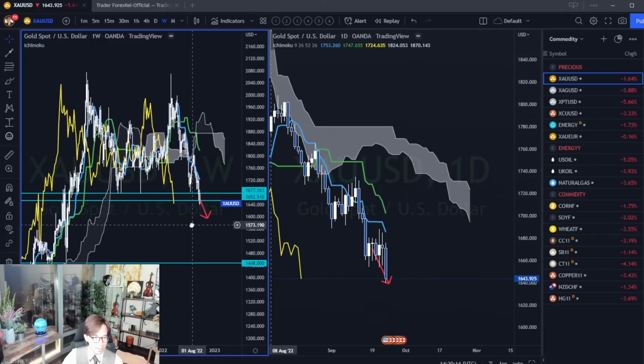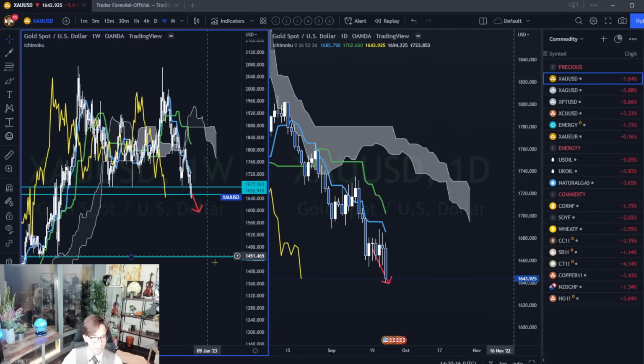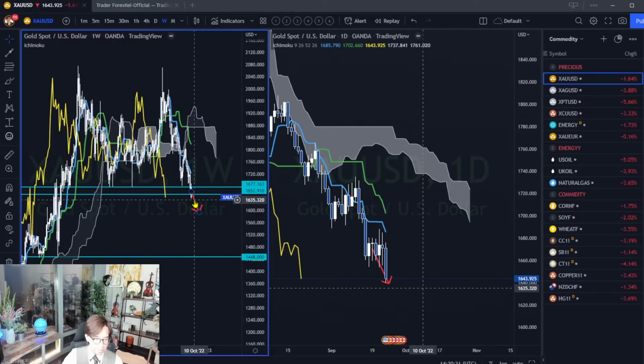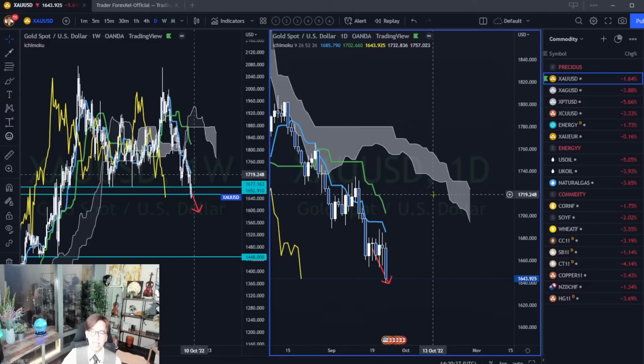So the ultimate target here is 1448.0. And I think this continues down. So I put the mark here, the flag, and let's see if I can sell on gold.